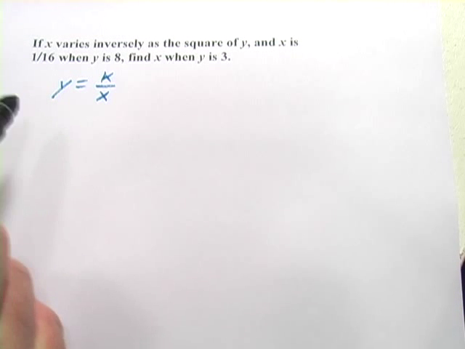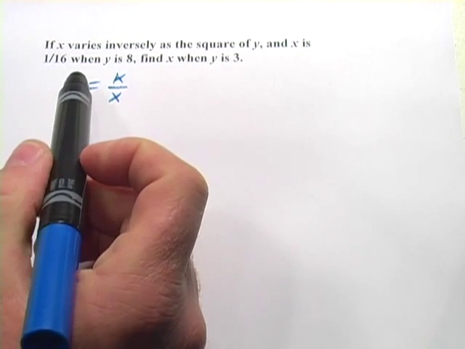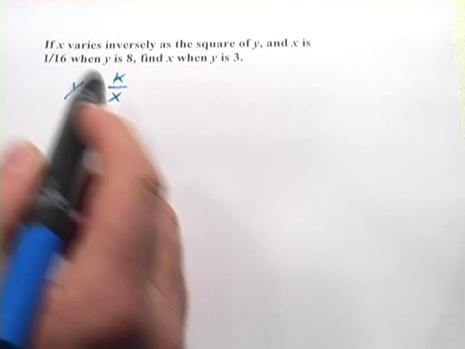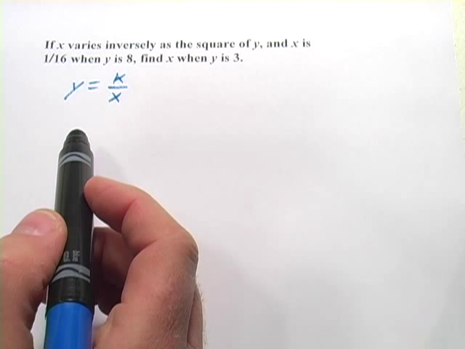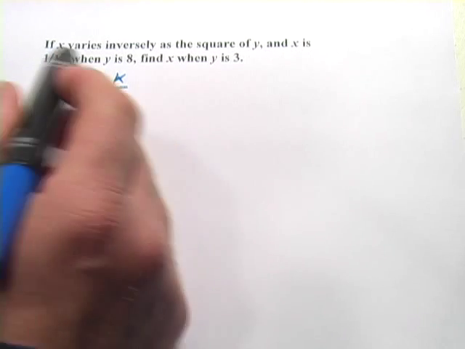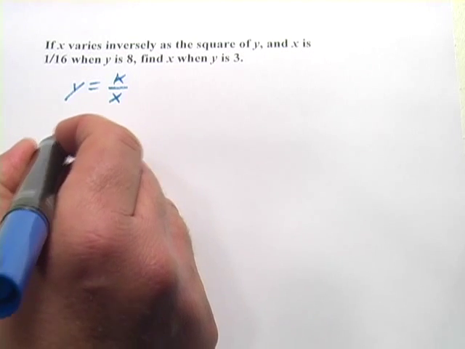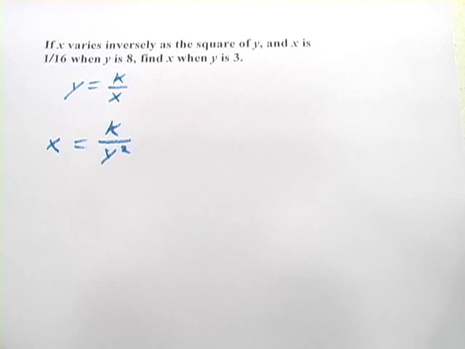Now this problem is a little bit confusing maybe because they're switching the place of x and y. Instead of y varying inversely with x, they're saying x varies inversely with the square of y. And that's okay. It doesn't really matter. All these letters are just placeholders. So let's write it the way it's written here. X varies inversely with the square of y, so that'll be y squared there.